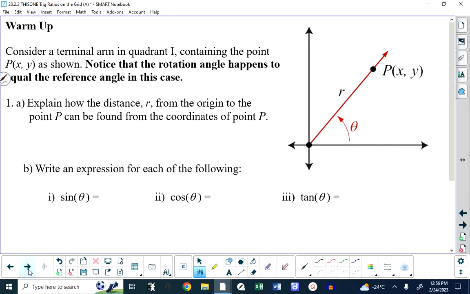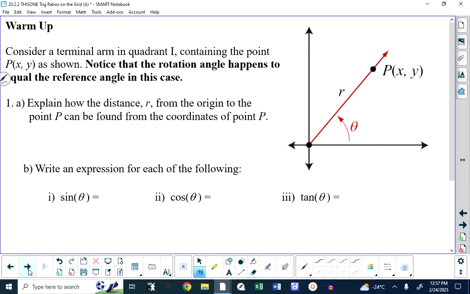If we have a terminal arm that's in quadrant 1, and that diagram that you're looking at shouldn't be anything new to you, I don't think. It should be pretty obvious. The only thing that maybe is different is I've labeled a point on the terminal arm now. That point is labeled as point P, and it has coordinates of x, comma, y. Number 1a says, oh, and by the way, there's a note here. Notice that the rotation angle, which is what I have in red, also happens to be the reference angle, which I haven't even labeled on there.